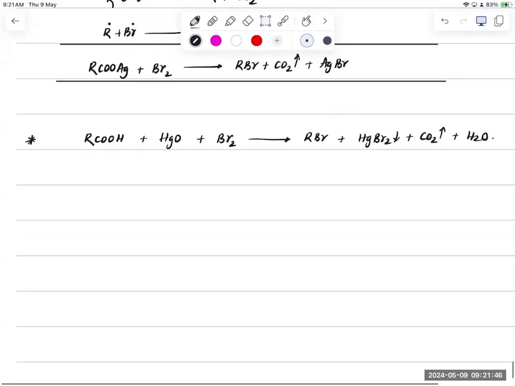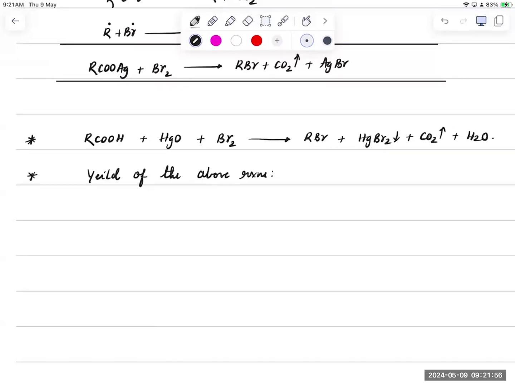The yield of the above reactions, both, will be better if it is 1 degree, then 2 degree, and then 3 degree. So don't think it should be 3 degree, because you need to make sure that the carbon dioxide is leaving. Carbon dioxide will leave more easily when it is at the 1 degree position. So the reaction would be this way.